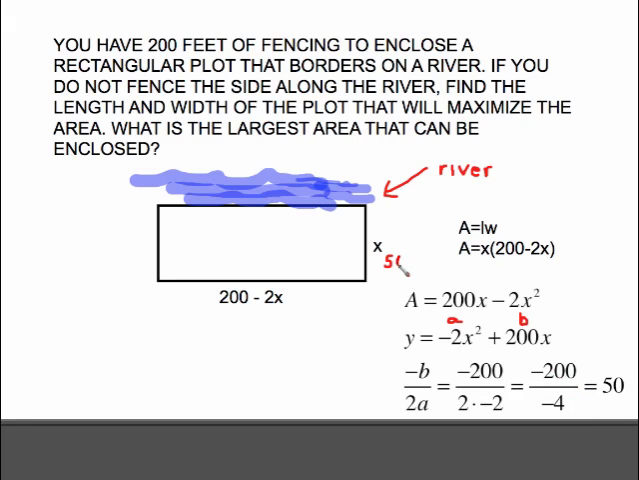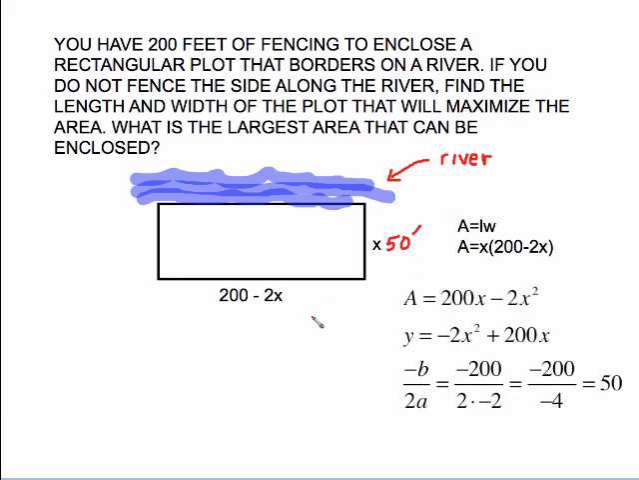That means that is the width of this rectangular field. All I have to do to find this dimension is plug the 50 in for x. This will be 200 minus 2 times 50. 2 times 50 is 100. So this is just 200 minus 100, which is 100 feet. And you can check, does that really use up the 200 feet of fence? Yeah, because that's 50, that's 50, that's 100, makes the 200 feet of fence.